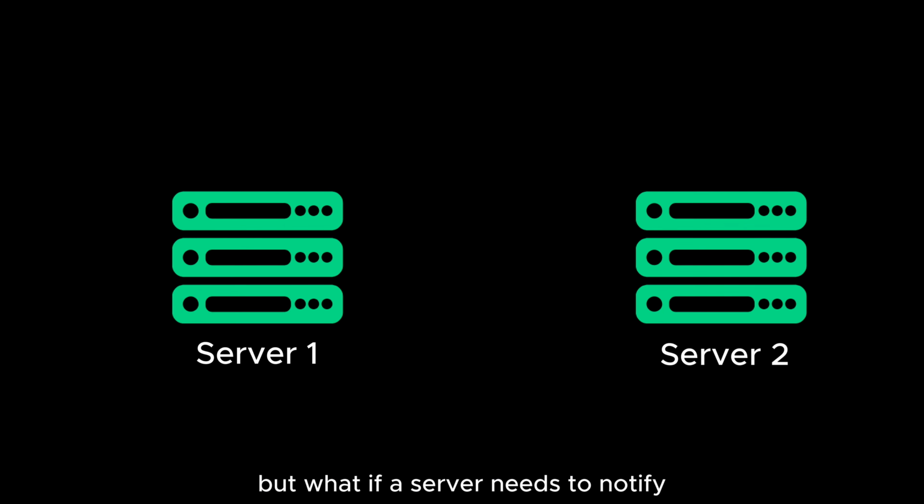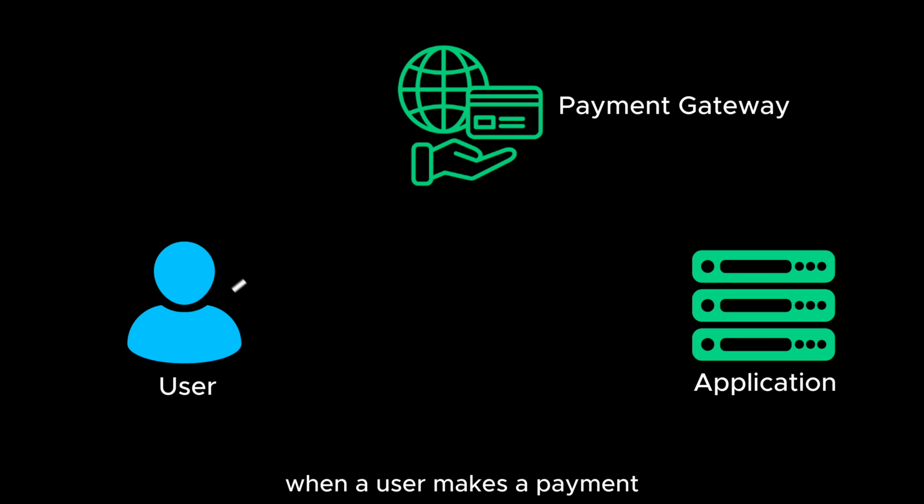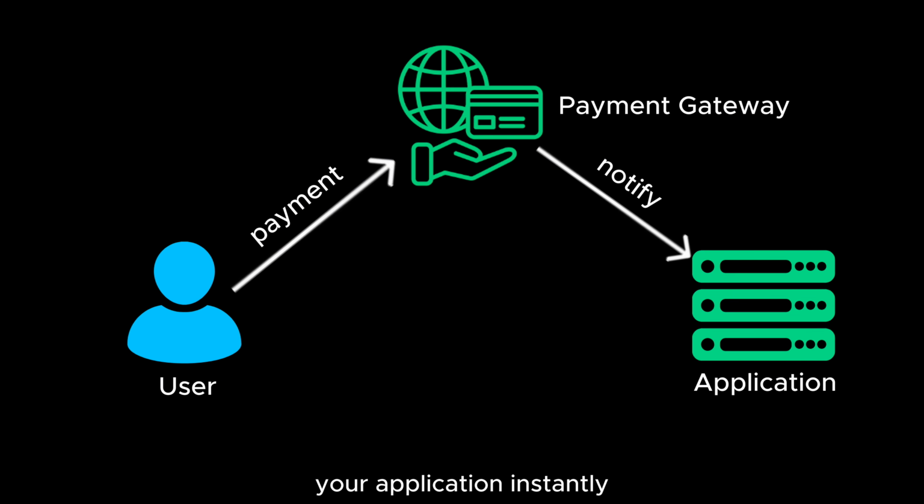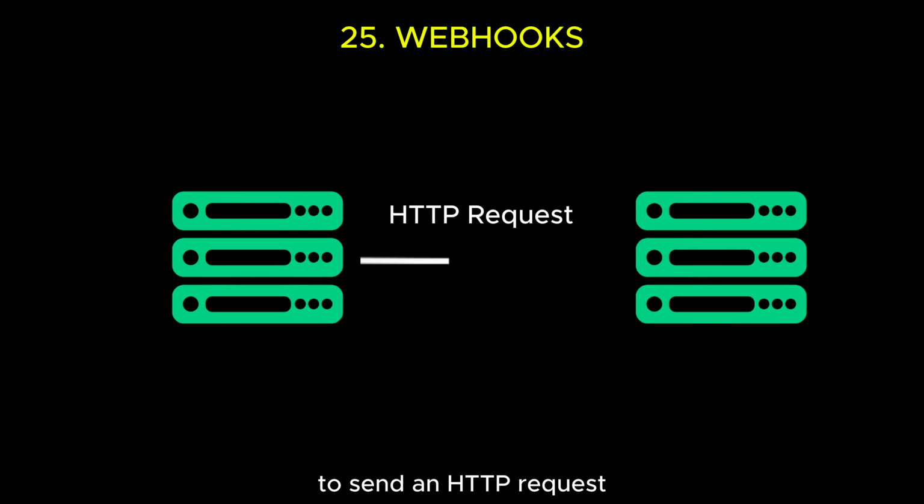But what if a server needs to notify another server when an event occurs? For example, when a user makes a payment, the payment gateway needs to notify your application instantly. Instead of constantly polling an API to check if an event has occurred, webhooks allow a server to send an HTTP request to another server as soon as the event occurs.